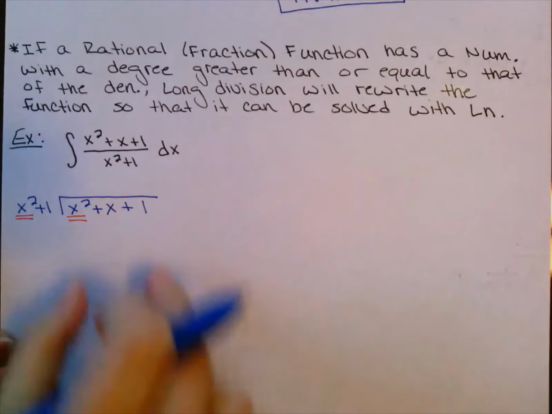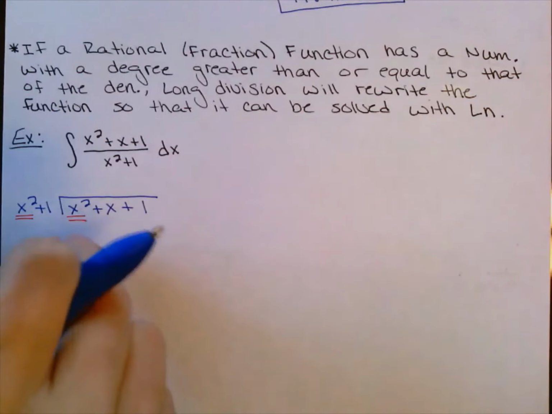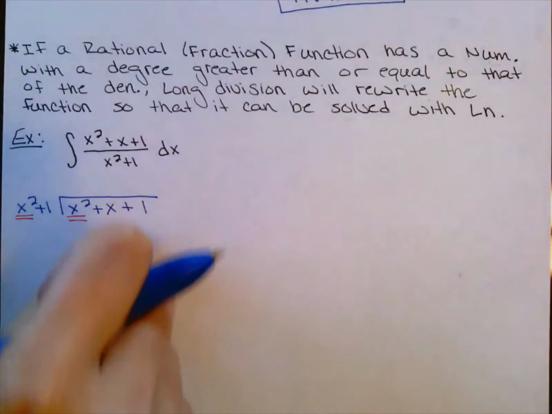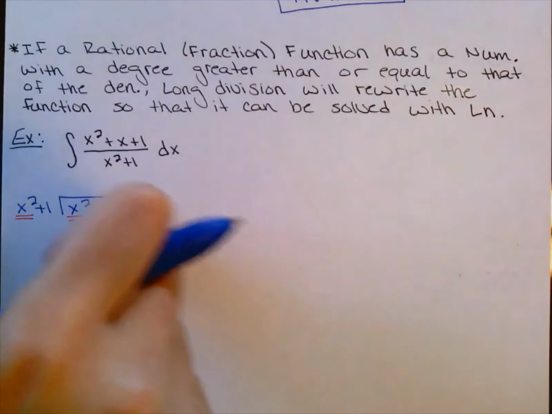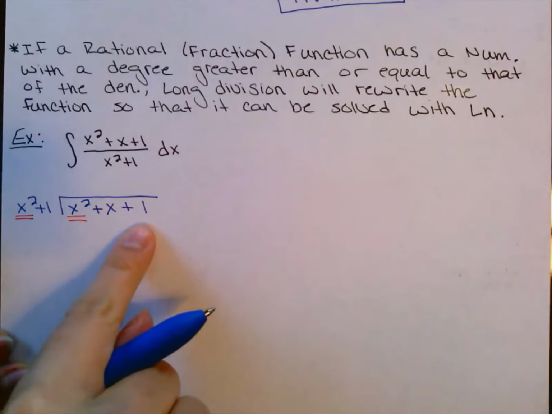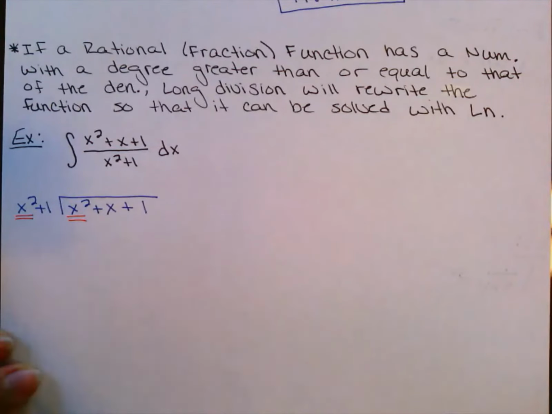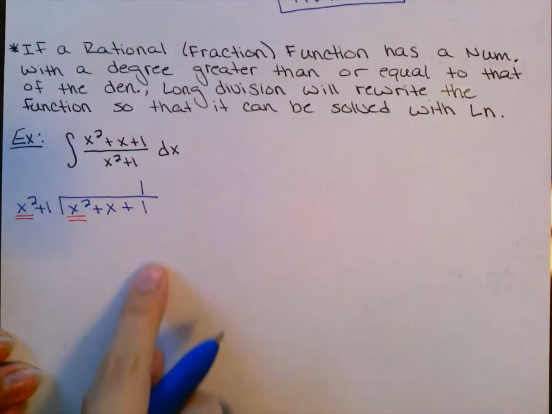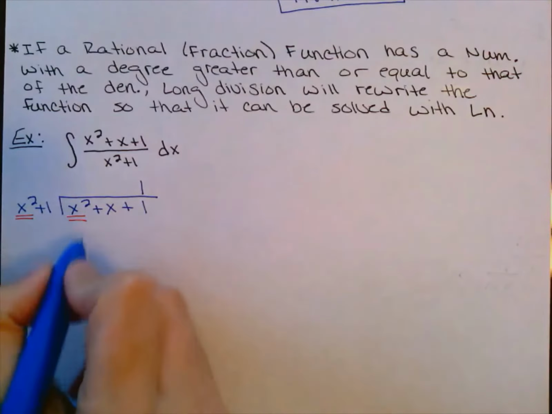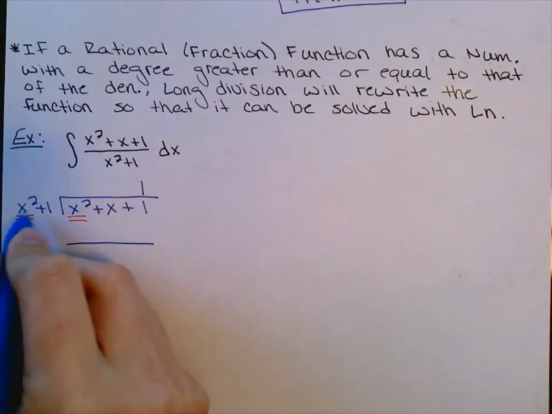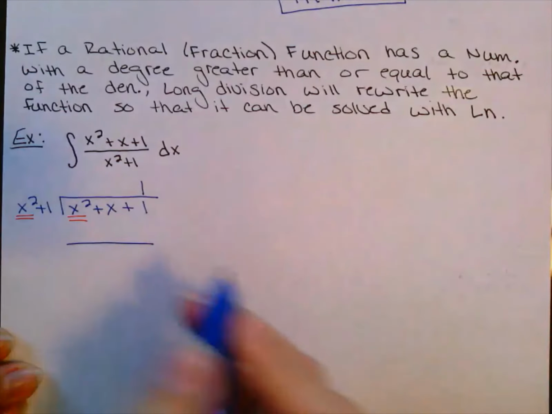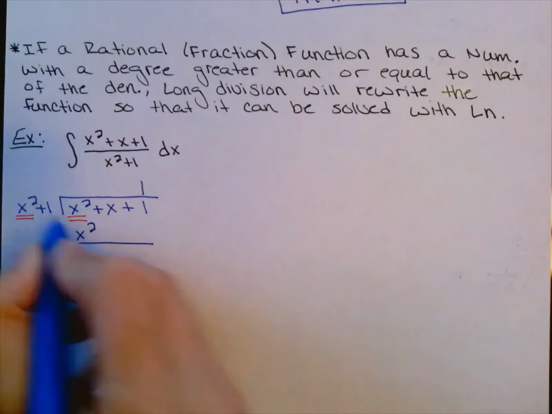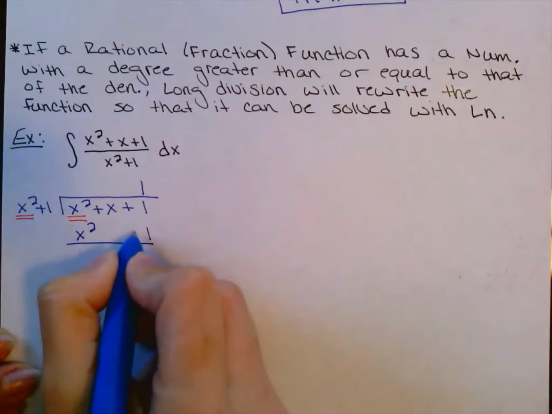Anytime I'm working with long division, all of this needs to align. That means anytime I'm working with something to the second power, it goes in this column. First power goes in this column. And anything that's just a constant goes in this column. So since I'm multiplying it by 1, anything that's just a number goes in this column. Now, x squared plus 1 times 1 is just x squared plus 1. But I need to line up the x squared here and the 1 right here.